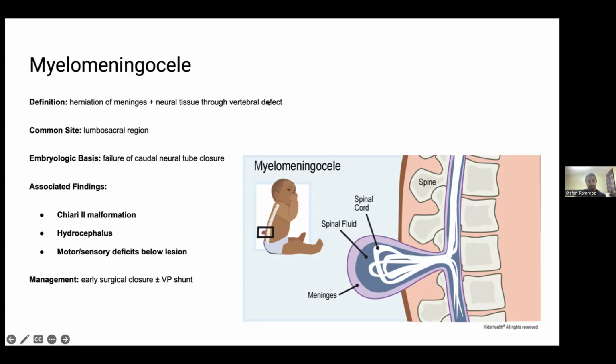From a neurosurgical standpoint, early surgical closure within 24 to 48 hours of birth is important to prevent meningitis and further neural injury. Many do require ventriculoperitoneal shunting for hydrocephalus, and later management of tethered cord or orthopedic complications.